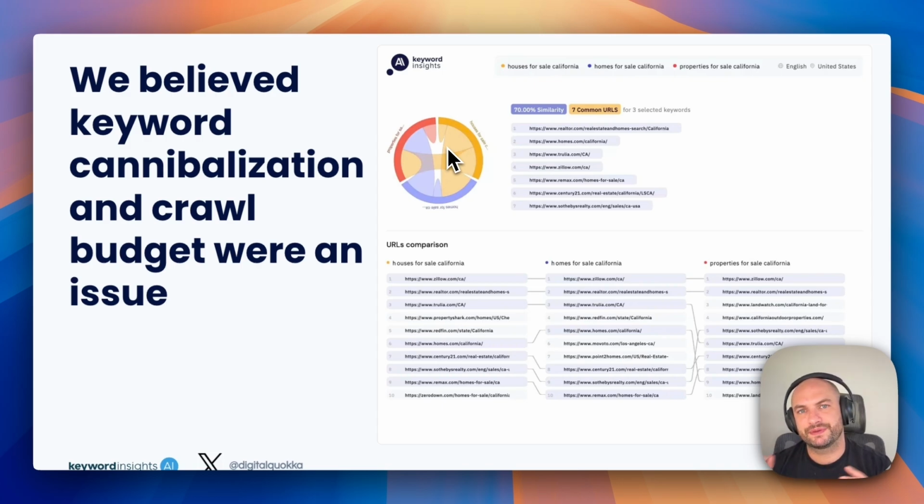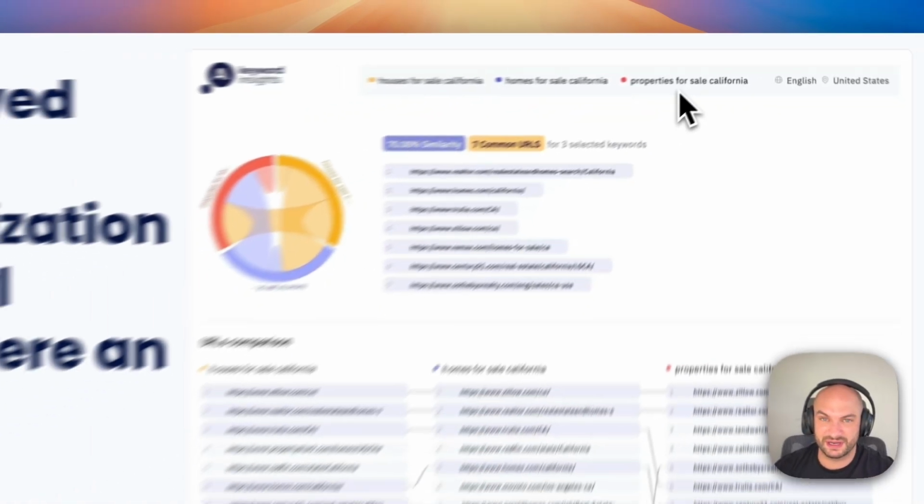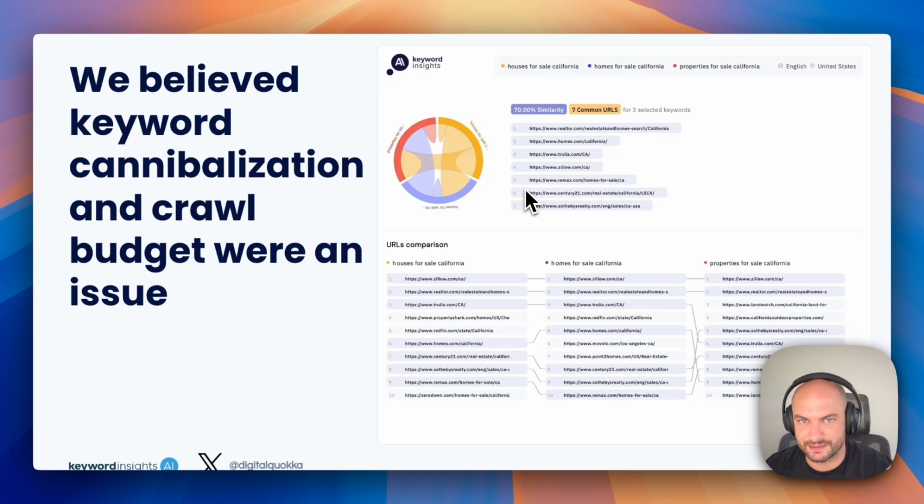And we're like, okay, so how can we heavily reduce the amount of pages on the site and reduce keyword cannibalization all in one? And how do we spot check? We were able to spot check houses for sale California, homes for sale California, and properties for sale California pretty easily just by putting them in SERP Similarity. But there's another 397 keyword types. How do we cross-check all of them in one go? And that's what keyword clustering is super powerful for.